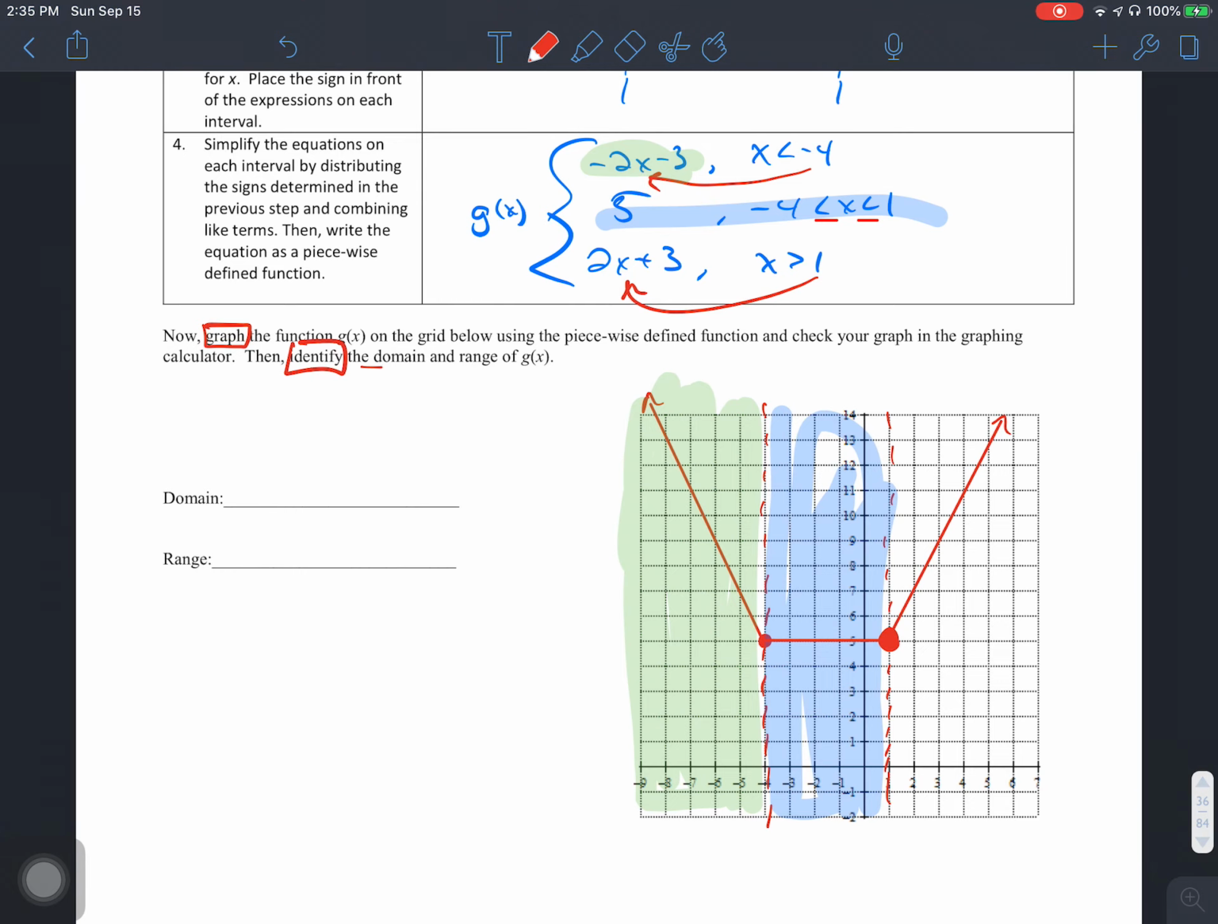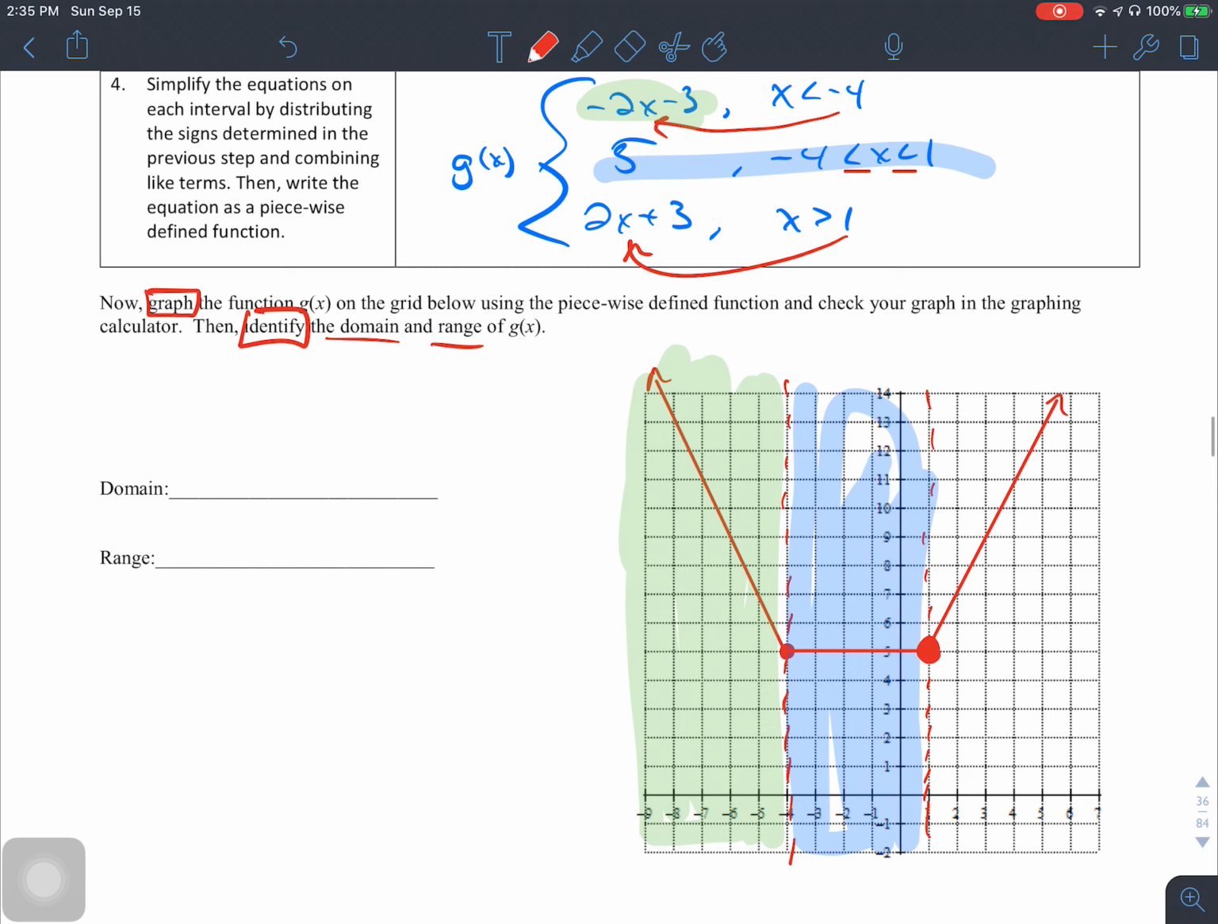I have to identify the domain and range. This graph goes left and right forever, and it's continuous, so it's -infinity to infinity. The range, it goes as low as 5, it includes 5, and it goes up forever. So there is the domain and range.